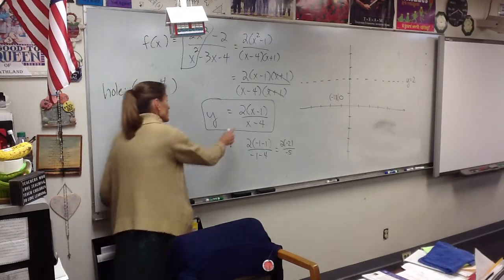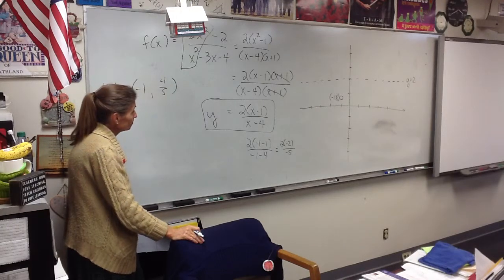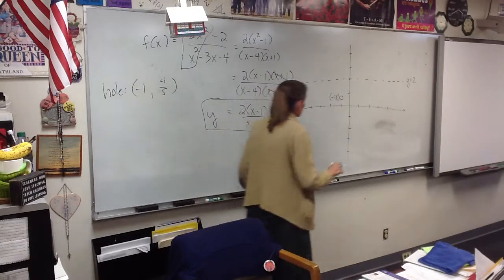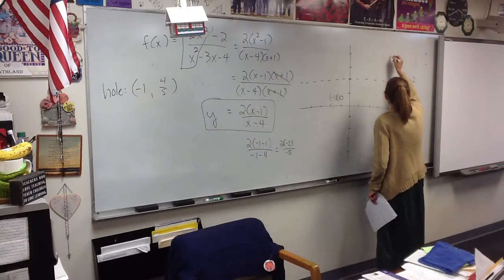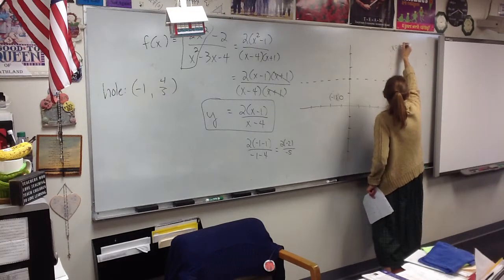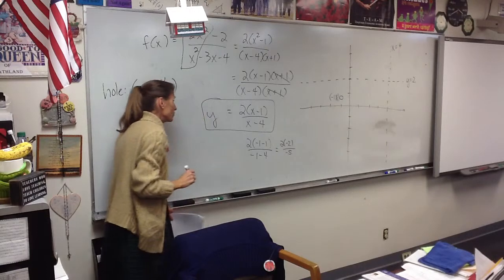All right, what else can we tell from this? Bailey? The vertical asymptote is where? x equals 4. Because, Bailey, where do we get vertical asymptotes? Where the denominator is 0. Where the denominator can't be 0.